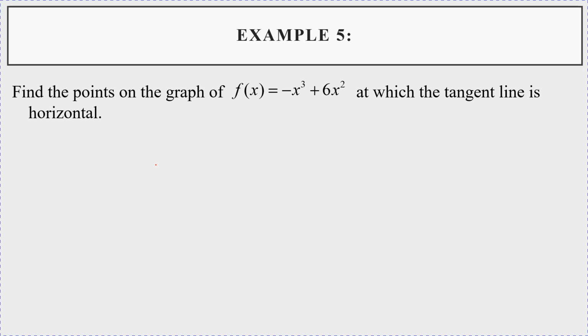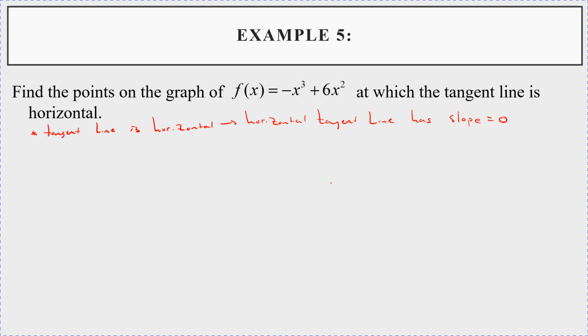Let's end by doing this one last example. It says, find the points of the graph of this function, f of x is equal to minus x cubed plus 6x squared, at which the tangent line is horizontal. Okay, so a horizontal tangent line has slope 0 because it's a horizontal line.